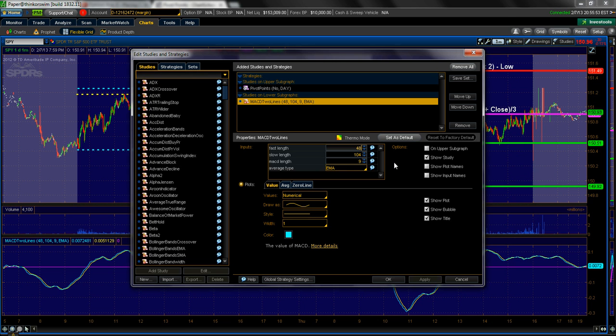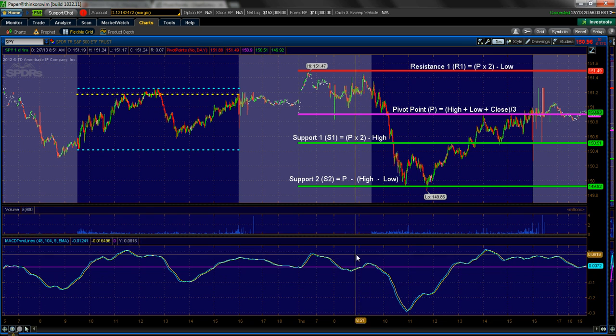So this is going to be 48. This is going to be 26 times 4, which is 104. I put those in these fields right here and press OK. And this is basically what you get down here.